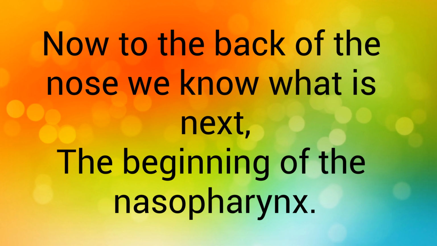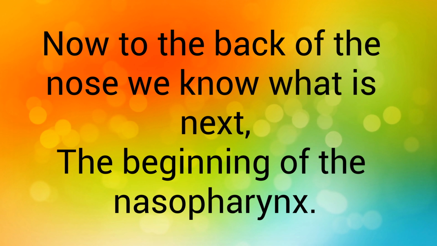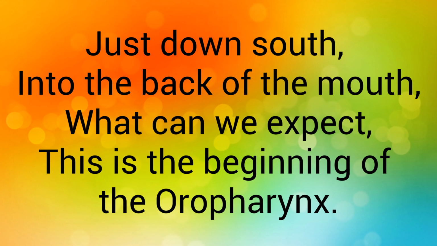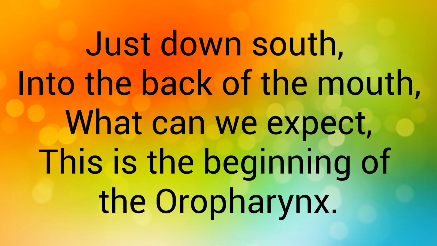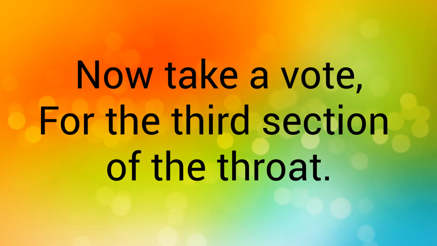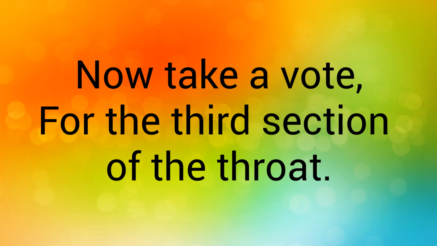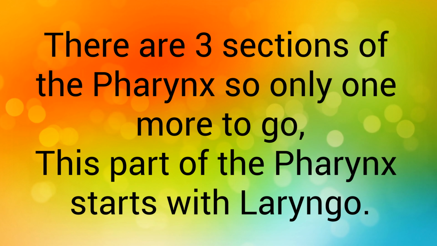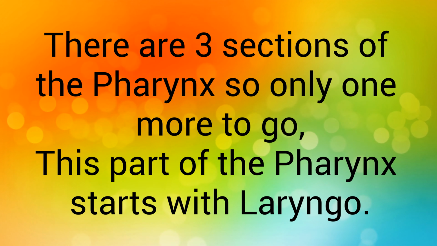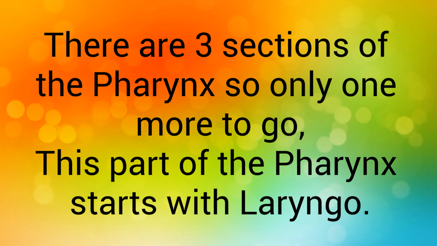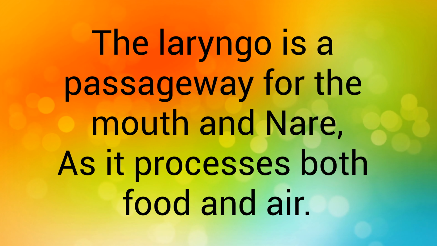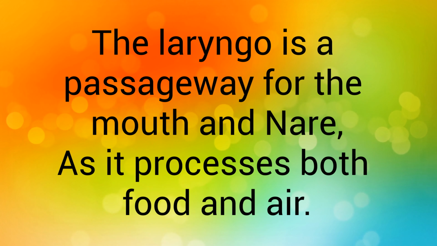Now to the back of the nose, we know what is next. This is the beginning of the nasopharynx. Just down south into the back of the mouth, what can we expect? This is the beginning of the oropharynx. Now take a vote for the third section of the throat. There are 3 sections of the pharynx, so only one more to go. This part of the pharynx starts with laryngo. The laryngopharynx is a passageway for the mouth and nose as it processes both food and air.